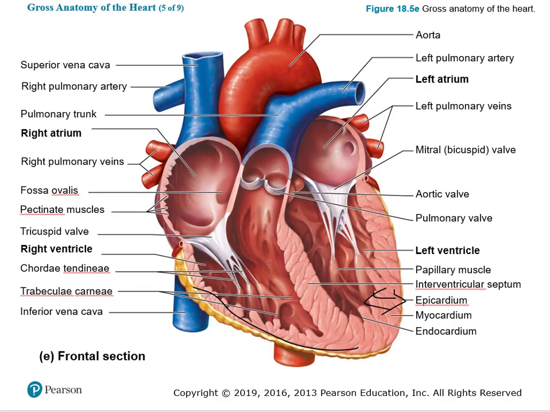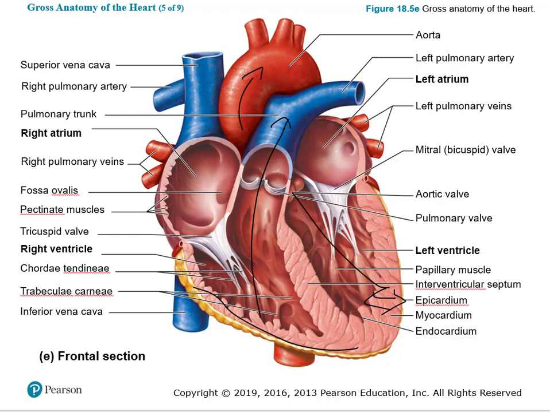We already talked about the valves in between the atria and ventricles. Now let's look at the valves that protect the blood vessels from regurgitation back into the ventricles. When the ventricles pump, the blood goes from the right ventricle to the pulmonary trunk, and from the left ventricle it goes to your aorta right there.